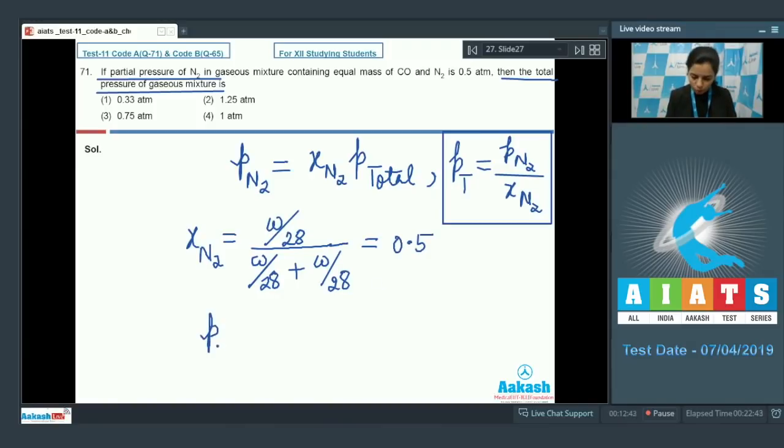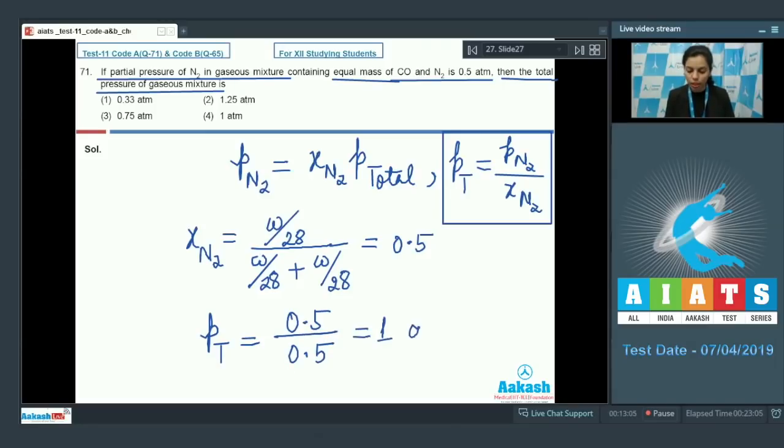And now what would be P total? P total is P N2, which is clearly given here: the partial pressure of nitrogen in the gaseous mixture containing equal mass of CO and N2 is 0.5. So this is 0.5 divided by X N2, that is also 0.5. So the total pressure becomes 1 atmosphere. And if it is so, option 4 becomes your correct answer. Just choose it as your correct answer.